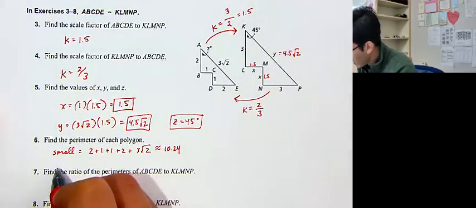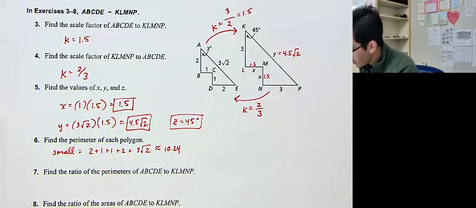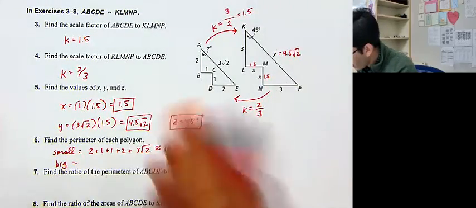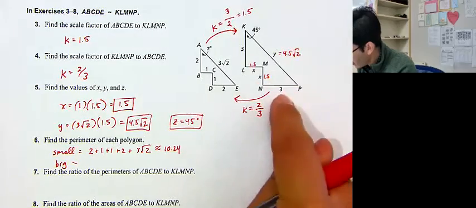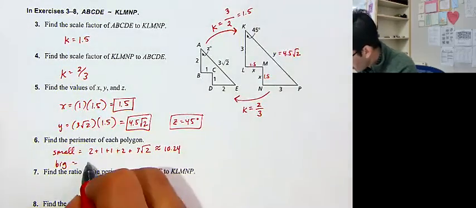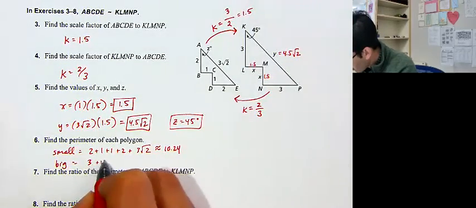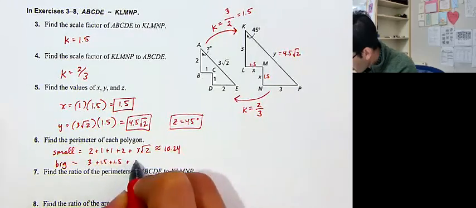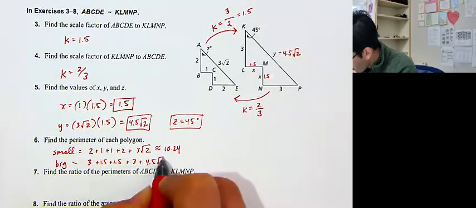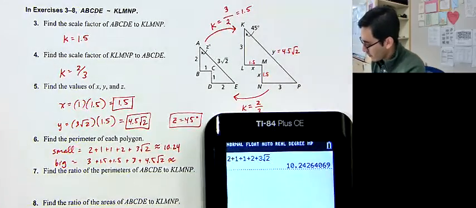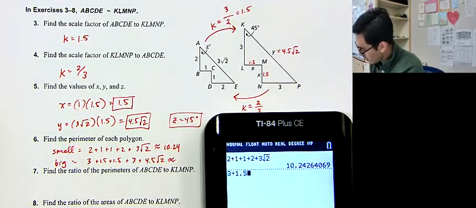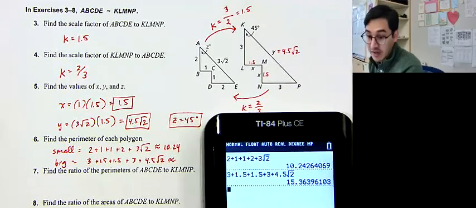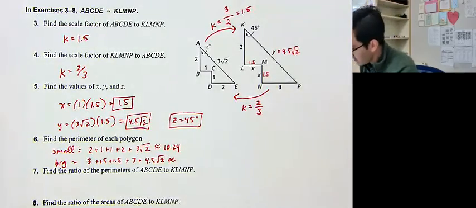Okay, and then if we look at the perimeter of the big polygon, that's 3 plus 1.5 plus 1.5 plus 3 plus 4.5 root 2. So 3 plus 1.5 plus 1.5 plus 3 plus 4.5 times root 2. And that's about 15.36.